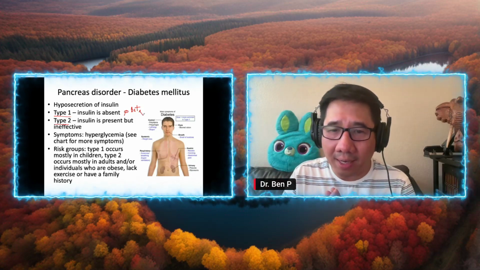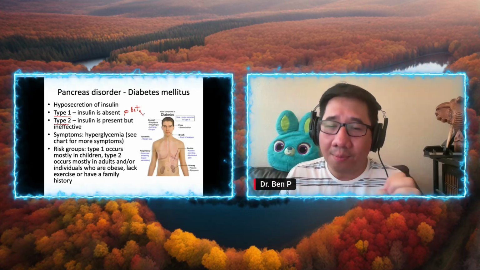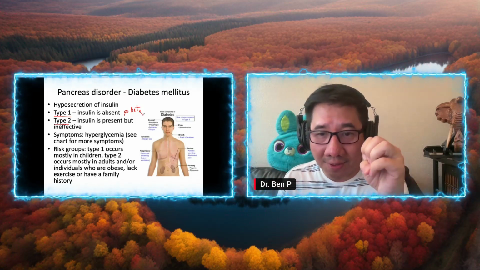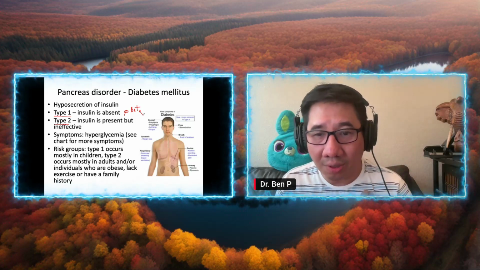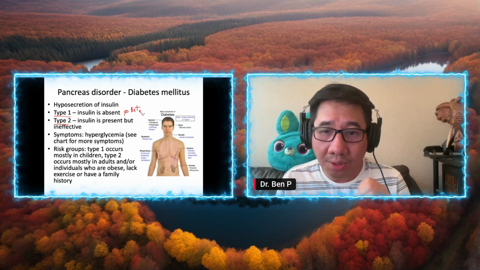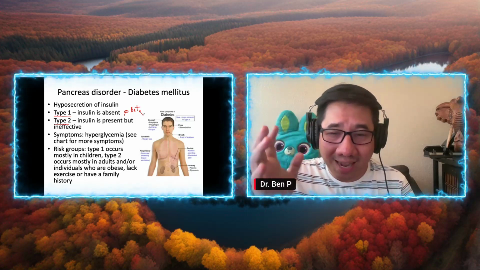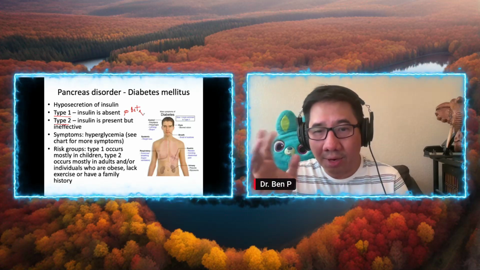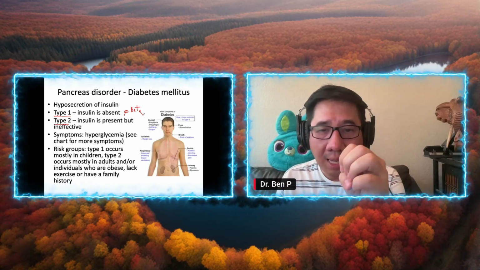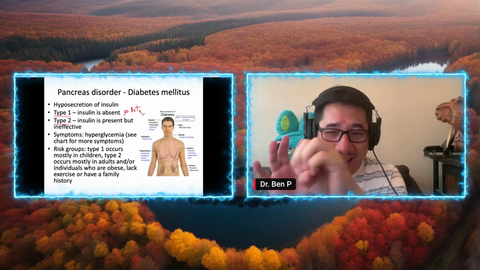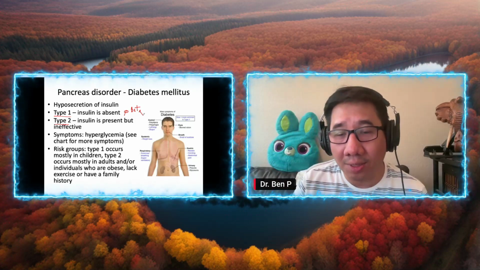I always compare this to a baseball and mitt situation. With type 1, you don't have the baseball itself. You don't have the insulin, the little baseball, to break down the sugar. With type 2, you do have the baseball, you do have the insulin, but you don't have the mitt to catch it. Once the insulin binds onto the glucose, it has nowhere to catch onto, so it cannot go into the cell.